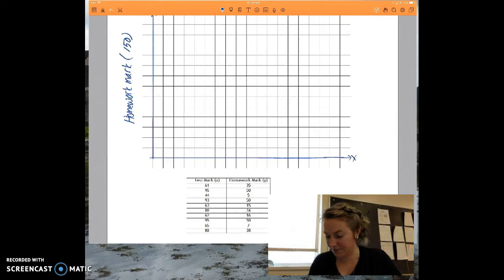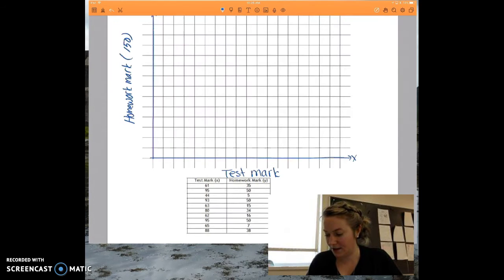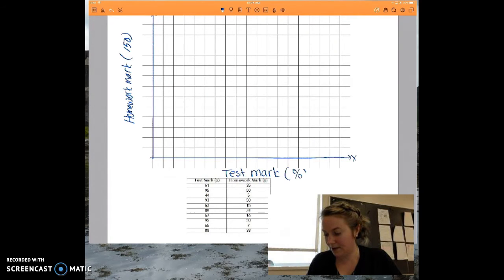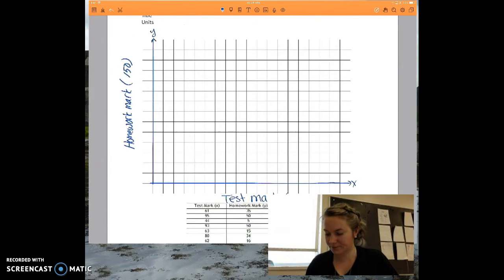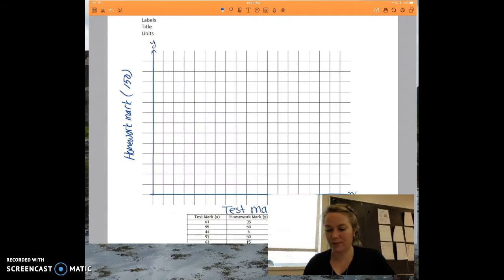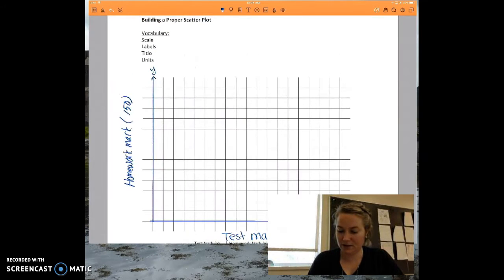Test mark is going to be down here. This is my label for my X. And that is going to be a percentage out of 100. So the units there are percent. That's what it's going to give us. So we have units discussed and labels discussed.